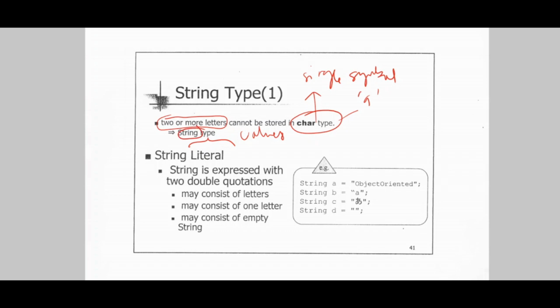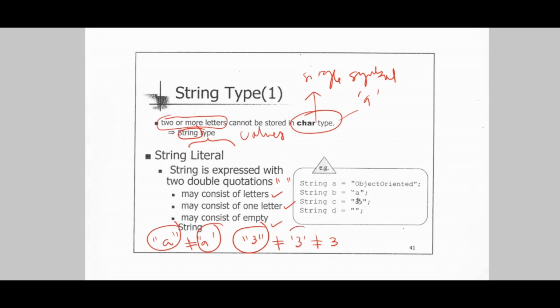What is a string literal? A string is expressed in double quotes. So it may consist of letters, may consist of one letter, may consist of an empty string. So any symbol actually, like this one, okay, this is a string literal or a string value. This is not the same as the character A. String A is not the same as character A. This string is not the same as the character 3, and it's also not the same as the integer 3.